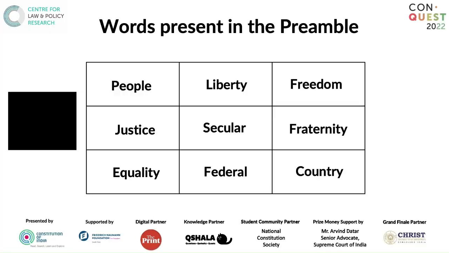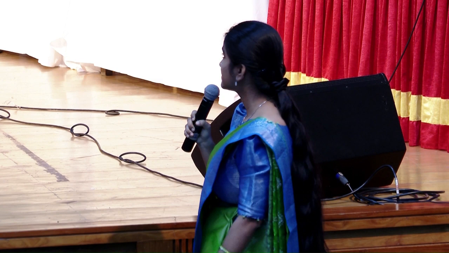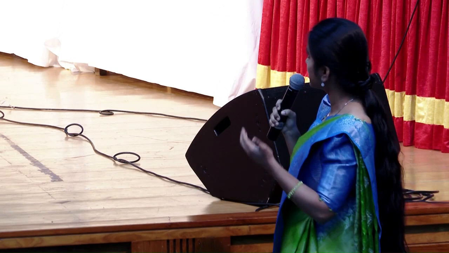Okay, moving on. Let's have a sample question for the audience. What are the words that are present in the preamble? Let's have you shout out. People, of course. Yeah, that's right. Secular. Let's see if secular is there. Justice. Liberty. Equality. Fraternity, said somebody. Let's see.